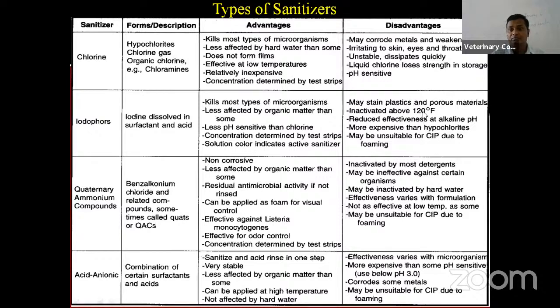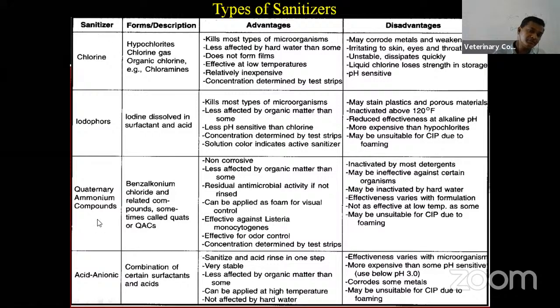But the disadvantages of iodine are that at alkaline pH it is less effective, and it is unsuitable for CIP, because these iodophores contain surfactant, so they are foaming, and this foam is a bit difficult to remove. That's why iodophores are not used. One more major disadvantage is staining of the surface. Iodine itself is colored, so there is a brownish stain on the surface, while chlorine leaves no stain because it is colorless.